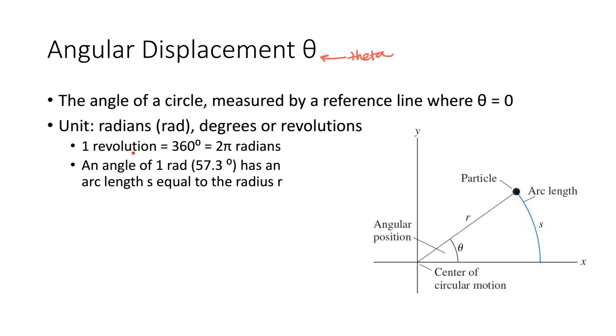One revolution, which is all the way around the circle, is 360 degrees, which is represented in radians as 2 pi. An angle of 1 radian is 57.3 degrees. A radian is defined as the point where your arc length s is equal to the radius r. The standard unit of angular displacement in physics is radians, so we're going to be doing our calculations in radians.